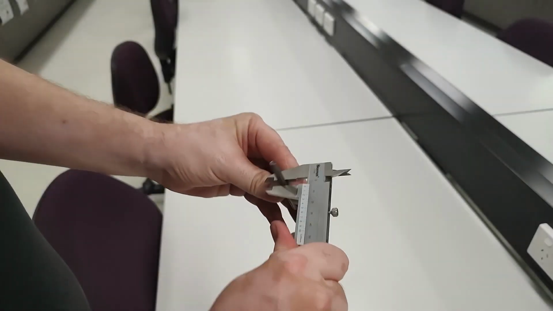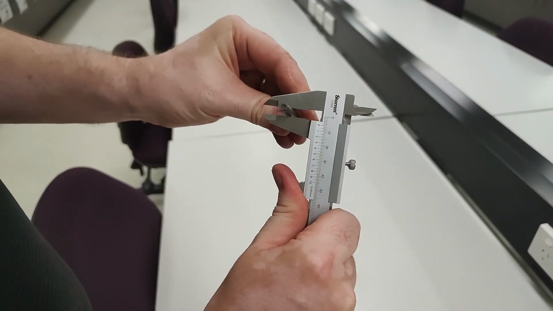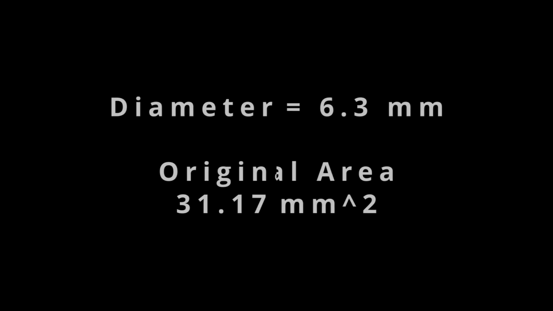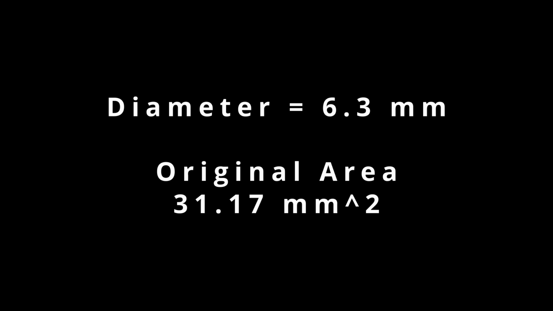We must measure the samples prior to testing to determine their diameter. This is done so that we can calculate the original cross-sectional area. Using the equation pi d squared over 4, we can take the diameter and work out the original area, which is 31.17 millimeters squared.